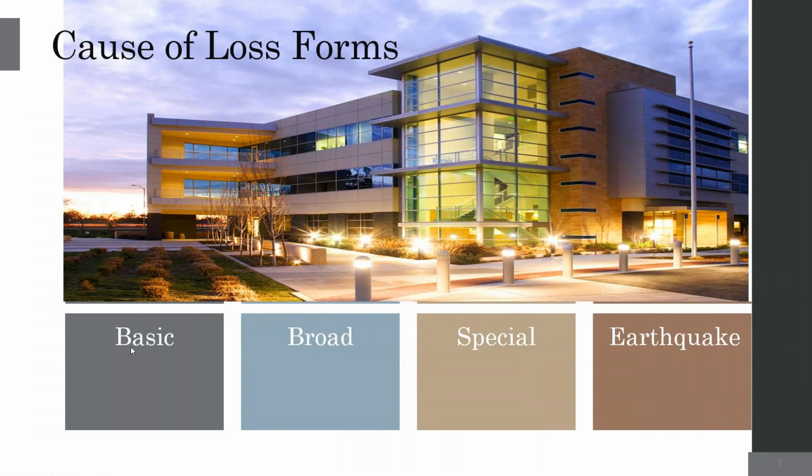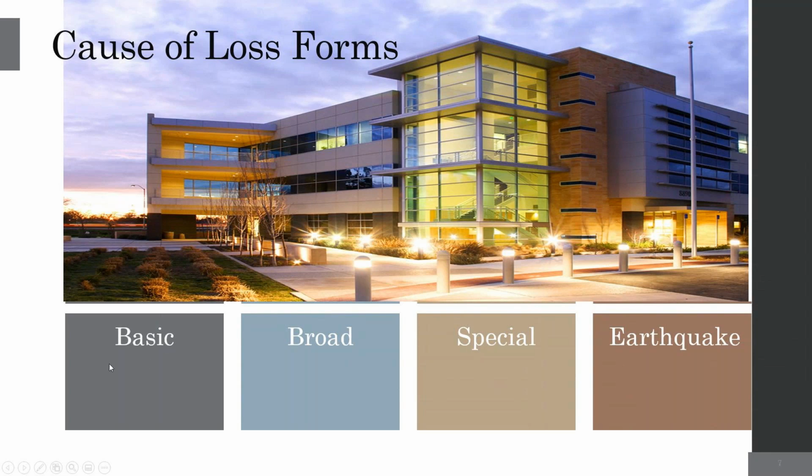So for commercial property policy, there are 4 causes of loss forms. Now with the personal line side, you typically just have 3: basic, broad, and special. Well, for commercial property, we have one more, earthquake. It's not in all cases, right? And I'll get into that in just a minute.